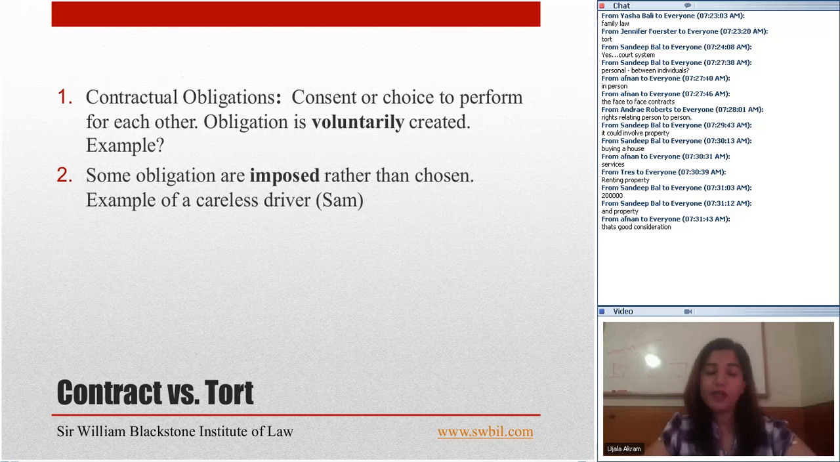So, let's take an example of a careless driver. Let's name him Sam. The obligation to drive carefully is imposed by law on Sam, whether he likes it or not. But let's suppose he was tailgating me and crashed into my car. Now, the law imposes a secondary obligation on him to pay compensation to me. Sam and I had not agreed to that obligation. It was imposed on Sam by law. Once he has broken that obligation, he has to pay me compensation. The law enforces him to pay me compensation.